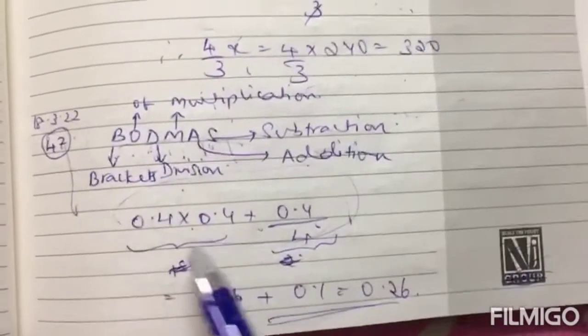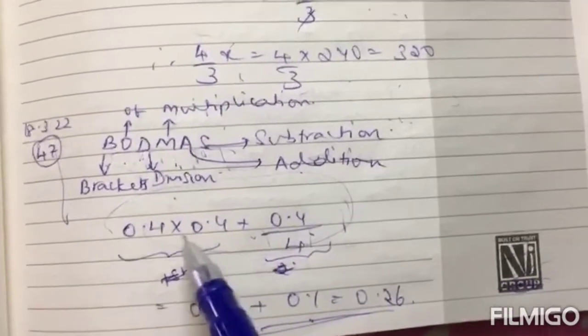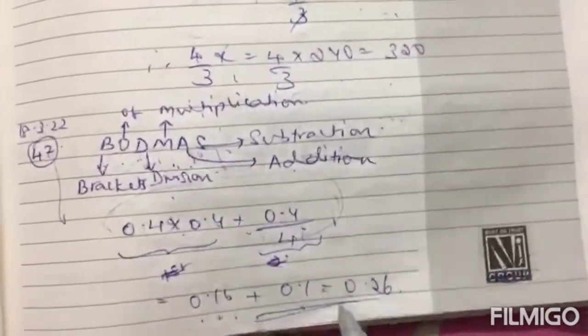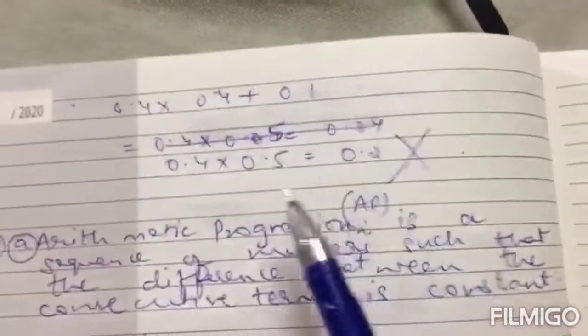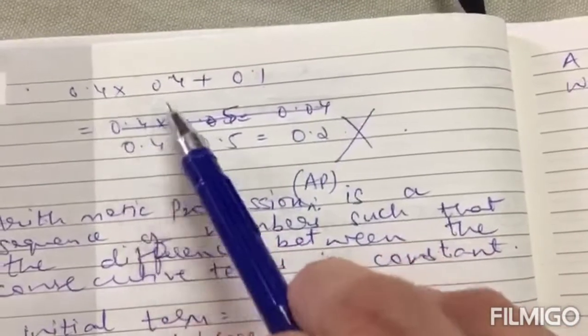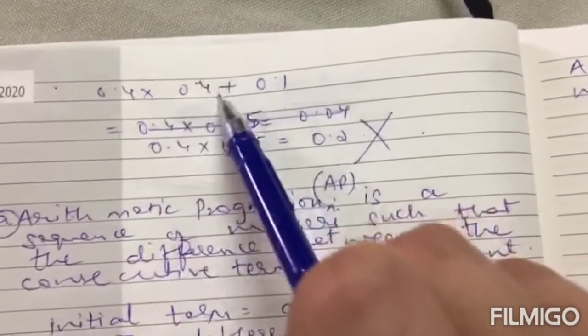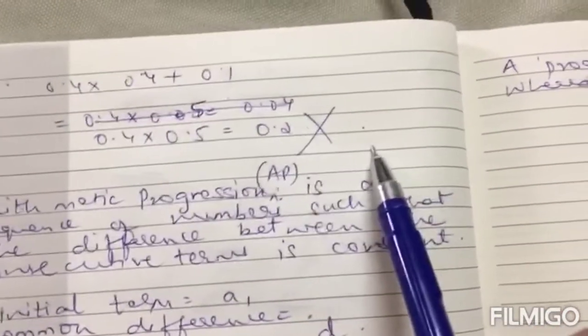So for here, what comes first? Division. So first divide by this, then comes multiplication. Multiply this, you will get 0.16, then you add, you get 0.26, which is the correct answer. If you do it in any other way, it will be wrong. Suppose if I add first, 0.4 into 0.4 plus 0.1, I will get a different answer. It is 0.2, and that is wrong.